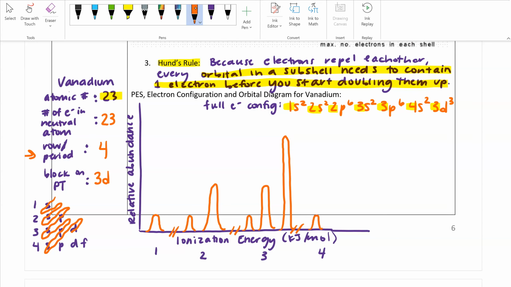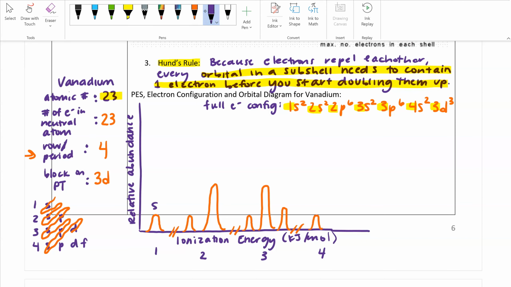But it's only 3d3. So my 3d comes back here, but it's only 3 high, so it should only be about 1.5 times as tall as my 3s.